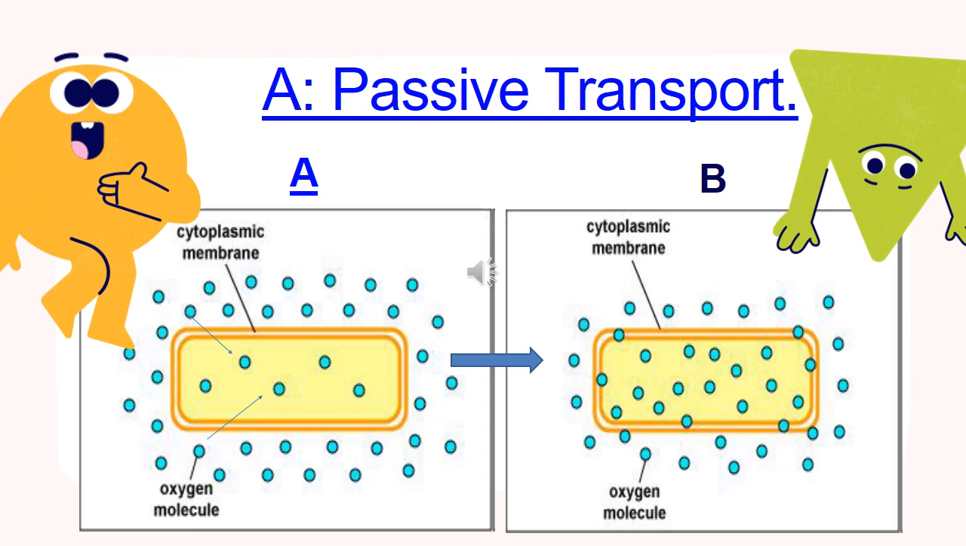Examples of gases that can cross our membranes by passive diffusion would be nitrogen, oxygen, and even carbon dioxide. And aside from that, small polar molecules including ethanol, water, and urea can also cross our membranes through passive diffusion.